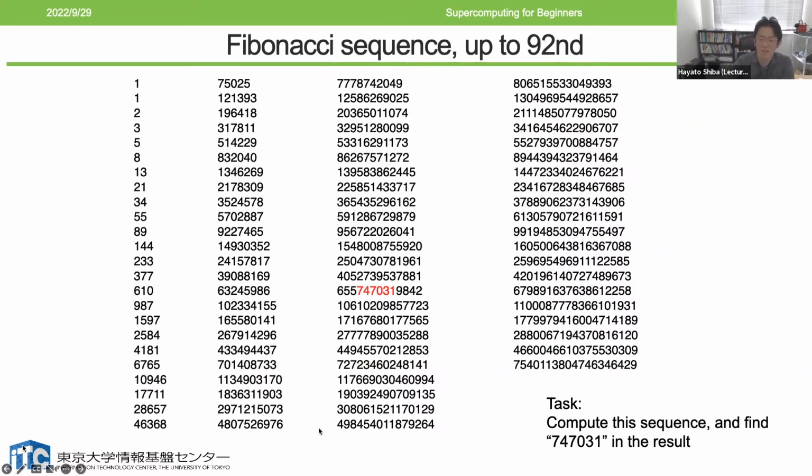So our task is to compute this sequence up to the 90th term. I don't know precisely how many digits there are. Our task is to compute this sequence and then find the 747031 in the result. This is what we want to do now.